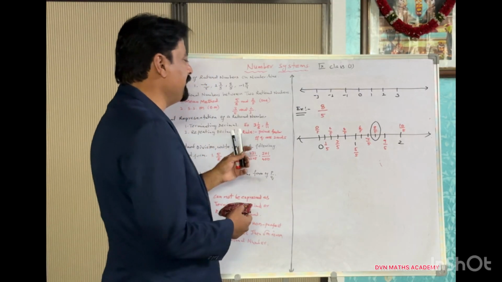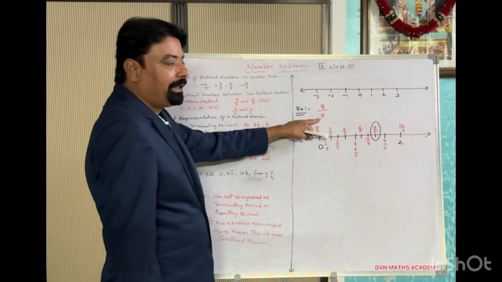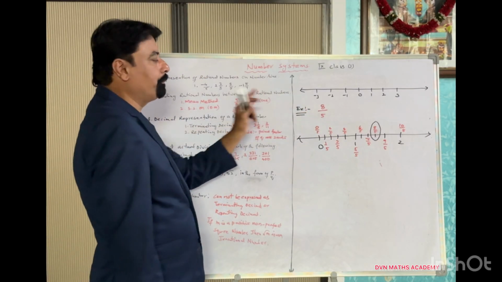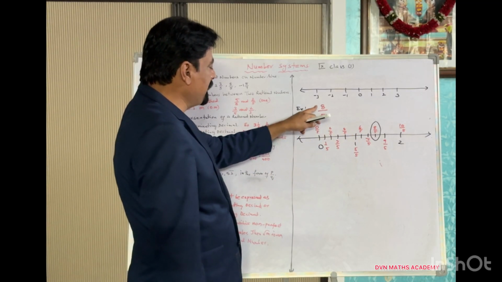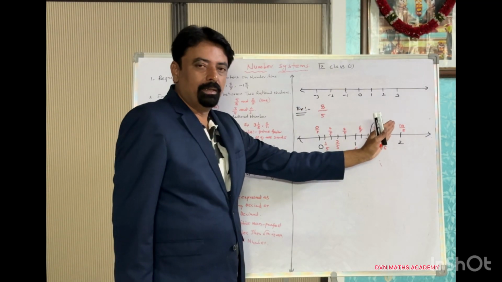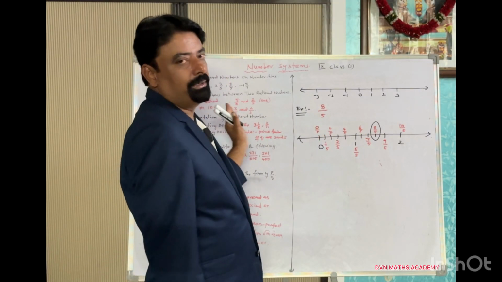So this is one of the easiest methods if you practice more and concentrate on its denominator and whether it is a proper fraction or an improper fraction. And its sign also you want to know. If it is positive it will be after 0, and if it is negative it will be on this side of the 0.